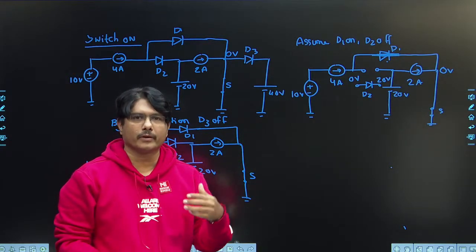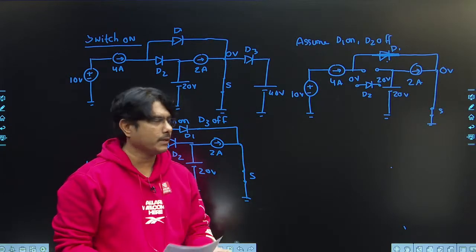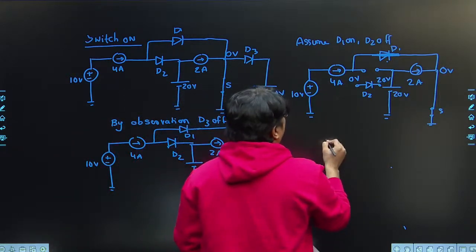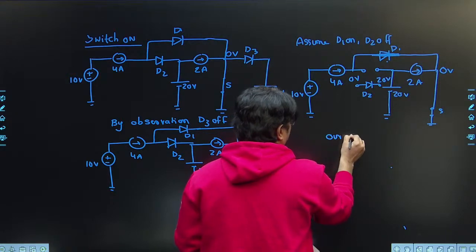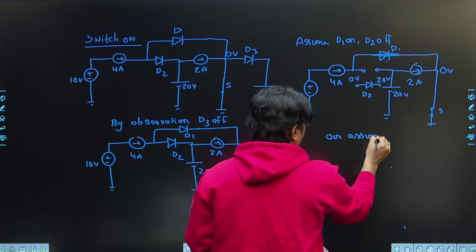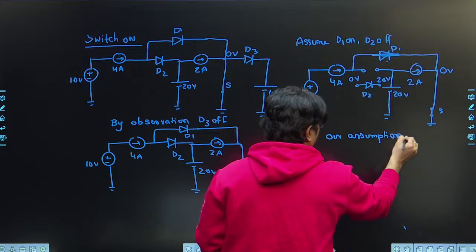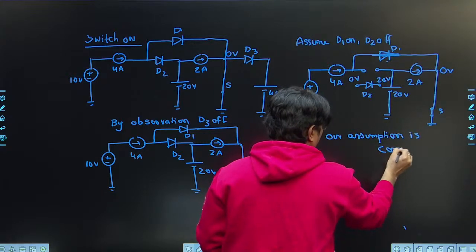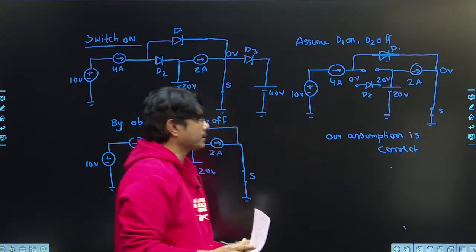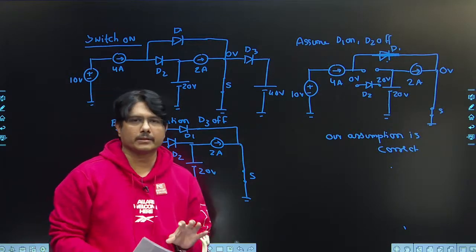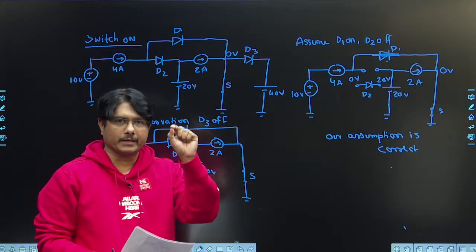Okay, with no need of going to the other two trial and error methods, directly we can give a conclusion that our assumption is correct. Our assumption is perfect. Our assumption is correct. So finally, what is the answer we are expecting when it is short circuit?